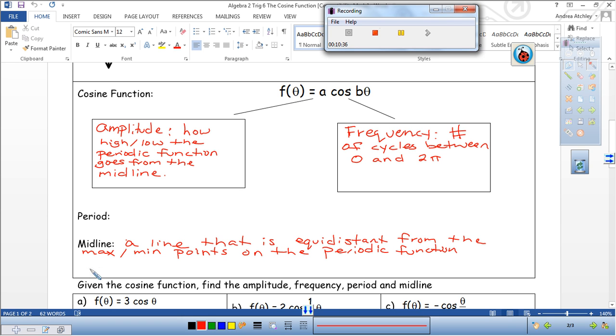So that's how fast it curves. Is it going to curve really fast and have a lot of waves between 0 and 2 pi? Or is it going to be really wide and have just 1 or maybe a half of 1 between 0 and 2 pi? It's also what we do with our period, right? When we graph them, we talk about the period. And the period is the length of time it takes the periodic function.